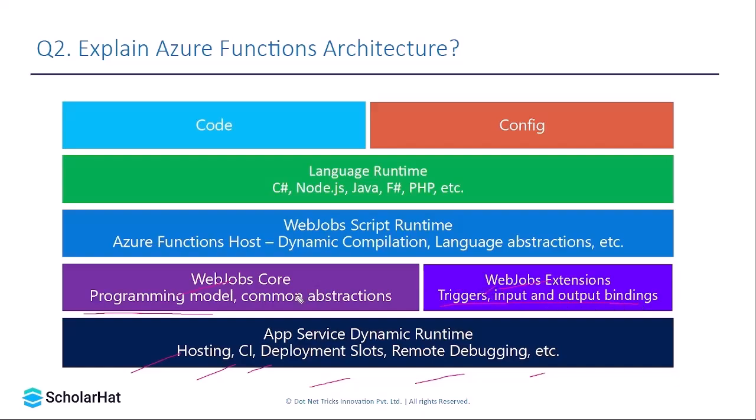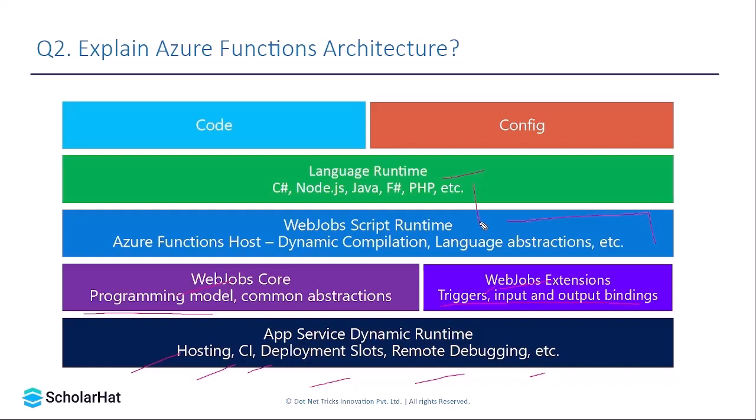We also have something called web job core, which basically consists of a programming model, or which programming languages you choose. That would be part of the web job core. Then we have something called web job script runtime, and it simply says about the language abstraction. So let's say you use C Sharp, Node.js, Java, Python, that comes into a language runtime over here, and this is relying on the web job script runtime because a script is something which would be triggered automatically.